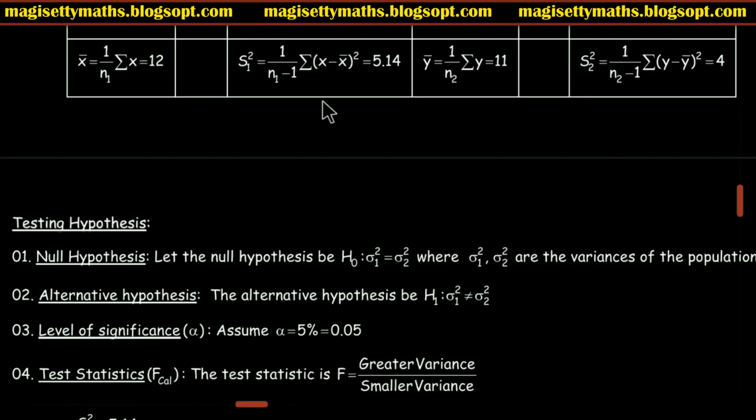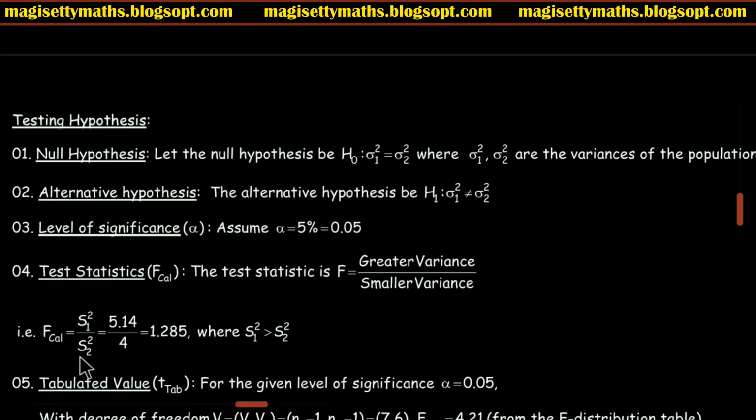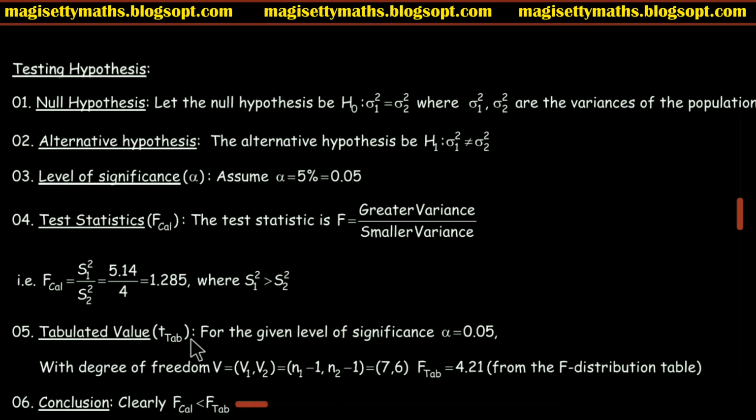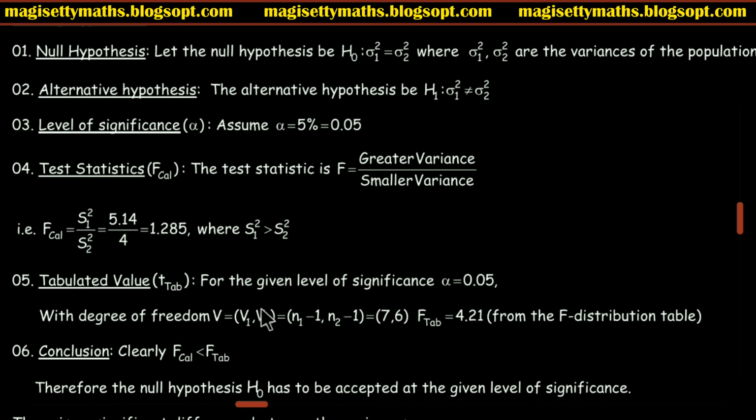Now here we observe s1 square is the greater value, so s1 square divided by s2 square equals 5.14 divided by 4, that equals 1.285. Now coming to the tabulated value, for the given level of significance alpha equals 5%, with the degrees of freedom v equals v1 comma v2, that is 7 comma 6, from the F distribution table, we can find F tab equals 4.21.